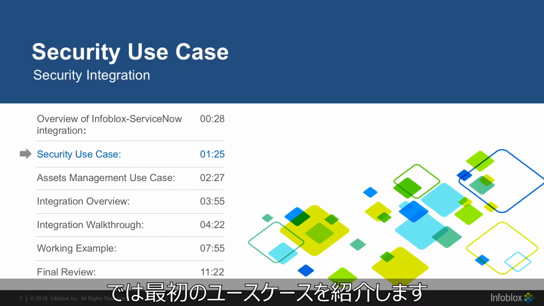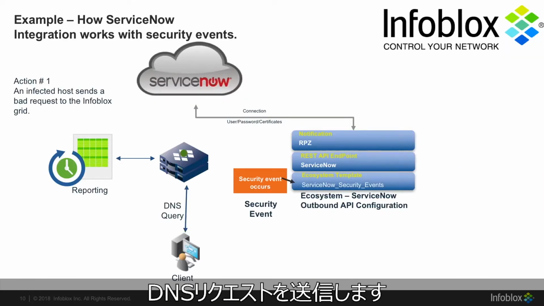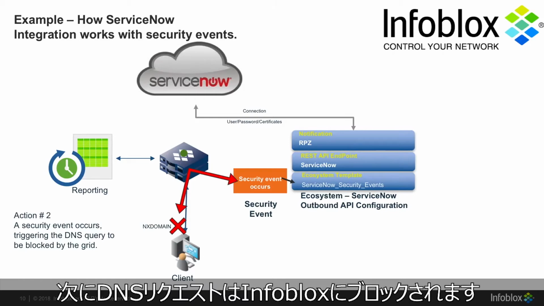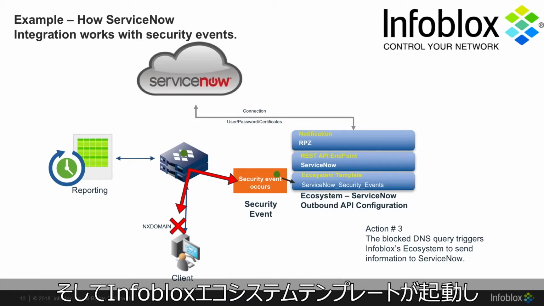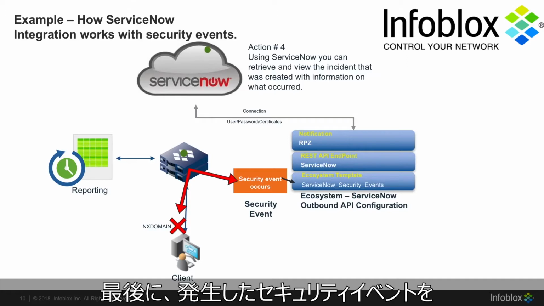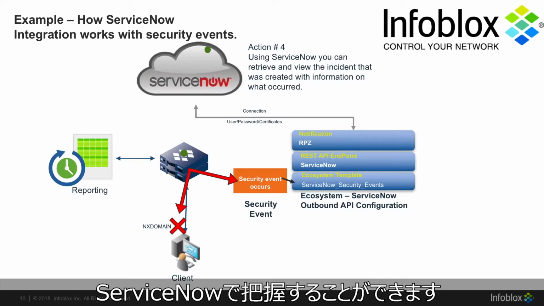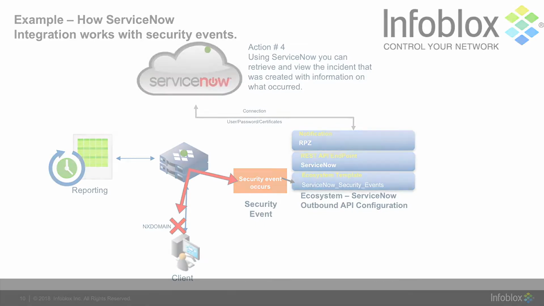Let's look at the first use case. Here, a client sends a DNS request through the Infoblox grid. Next, the DNS request is blocked by Infoblox. Infoblox ecosystem templates are then triggered, sending information about the security event to ServiceNOW. Finally, using ServiceNOW, you can see the security event that just occurred with relevant information on the incident report.